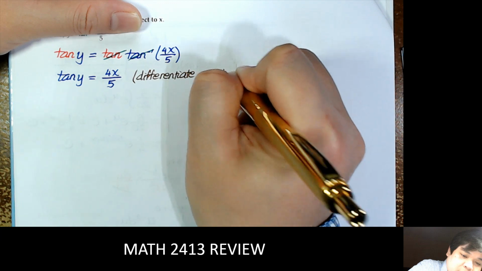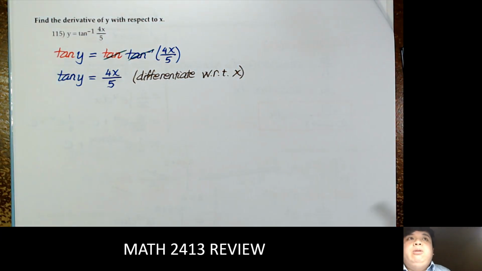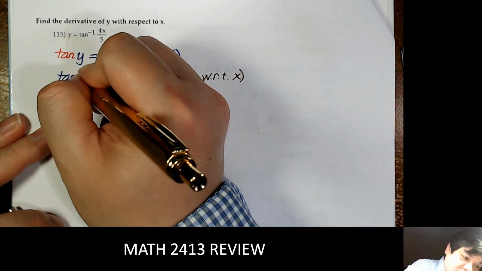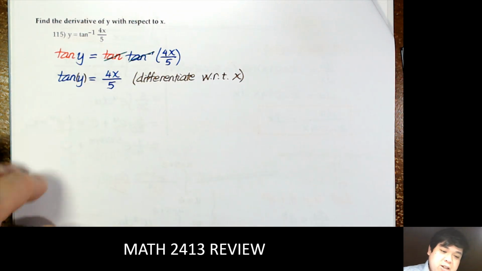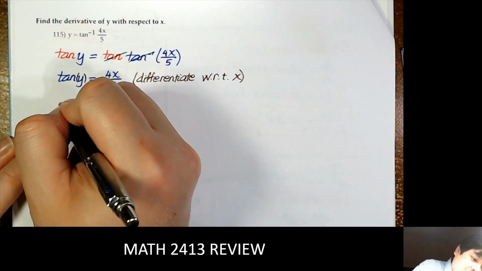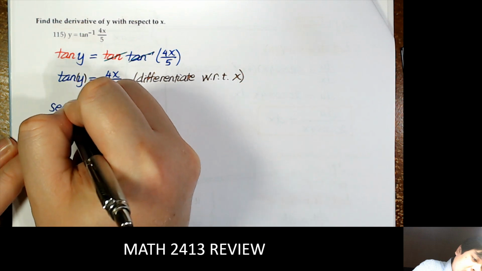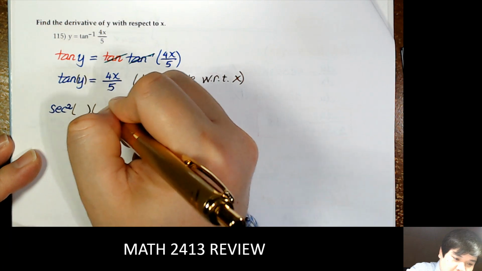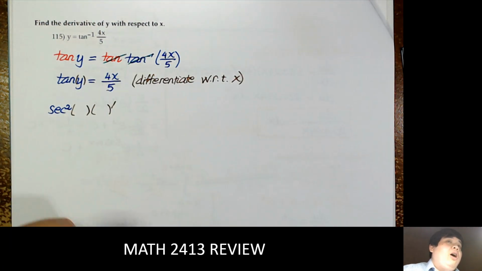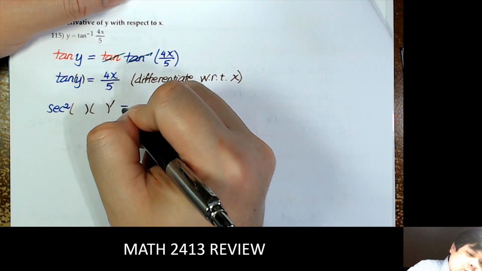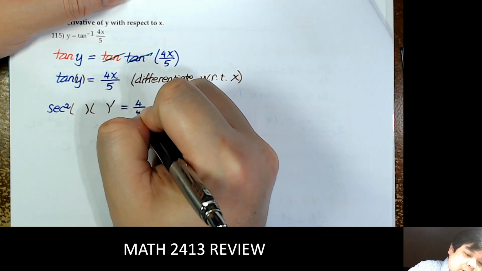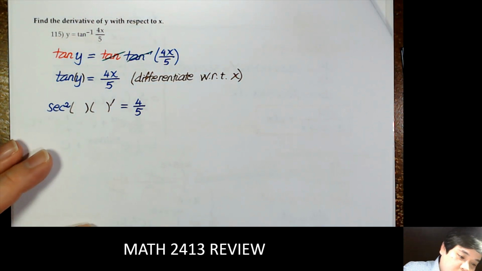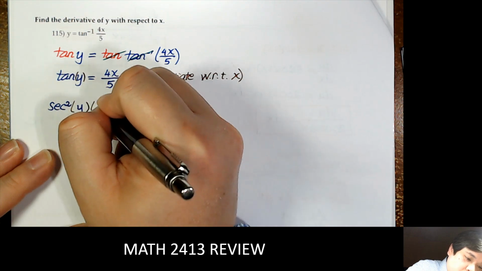With respect to x. X is a variable. So derivative, now y is not x obviously, so put the parentheses around it. So derivative of tangent y is secant square of the parentheses, and then the parentheses derivative. On the right hand side, derivative of 4x over 5 is just 4 over 5. Now the parentheses just happen to be y.